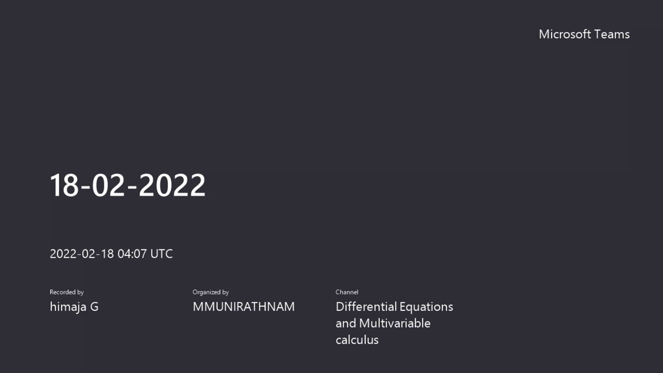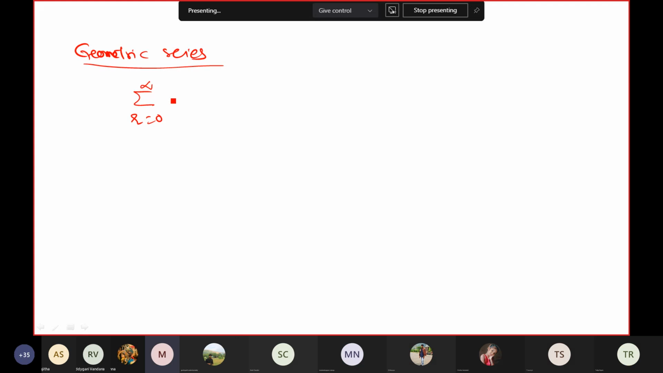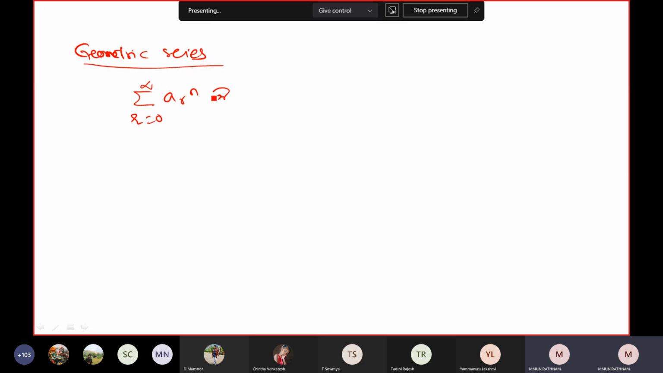Summation r equal to 0 to infinity a r power n, or r equal to 1 to infinity a r power n minus 1, or summation r equal to 0 to infinity r power n. These are all called geometric series.